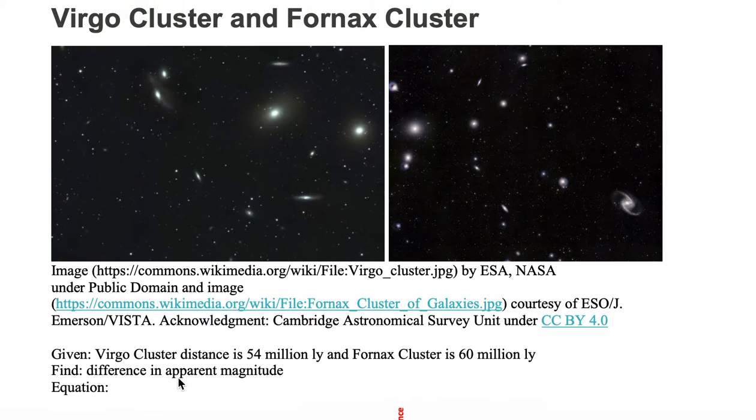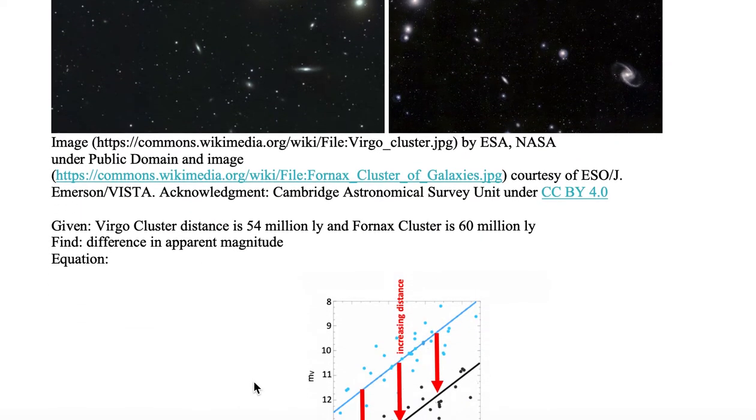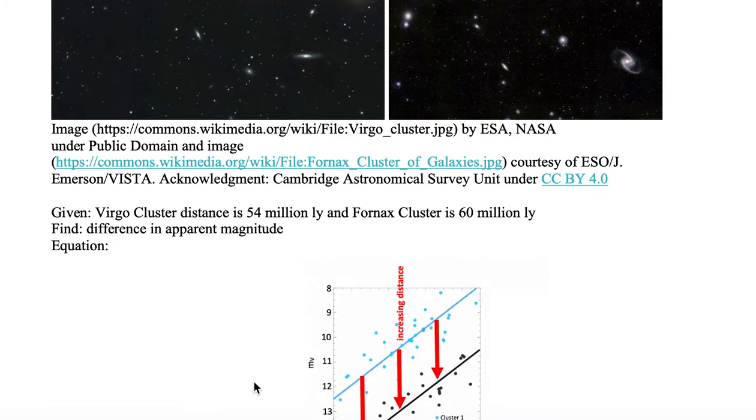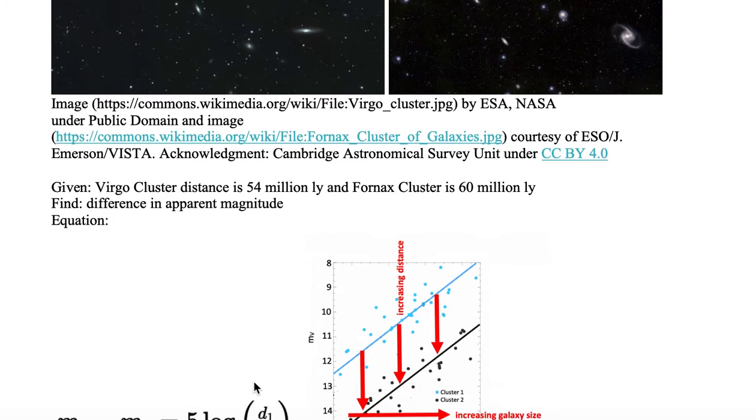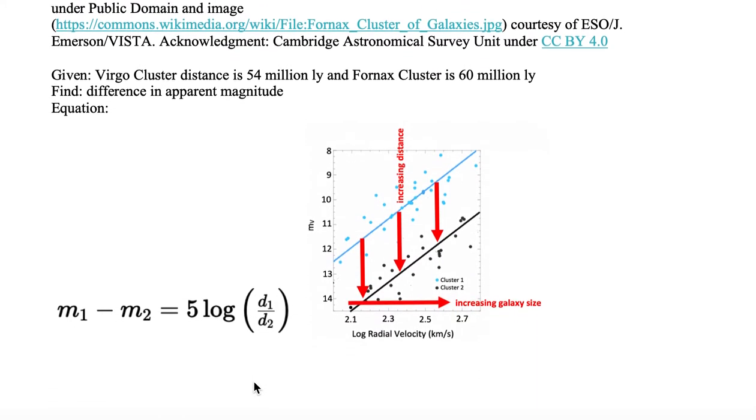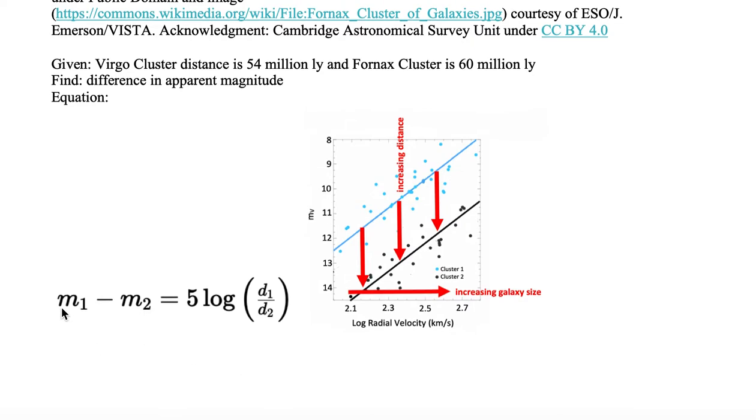Let's say we're given a Virgo cluster distance of 54 million light years and a Fornax cluster distance of 60 million light years. We want to find the difference in apparent magnitude. So in this particular case, we're given the distances and we want to find the relative difference in apparent magnitude. So here's the equation that we're going to use. Apparent magnitude of cluster 1 minus the apparent magnitude of cluster 2 is equal to 5 times the log of distance 1 divided by distance 2.